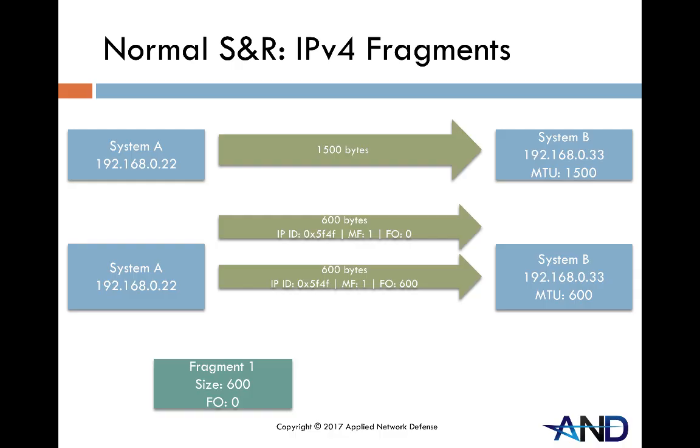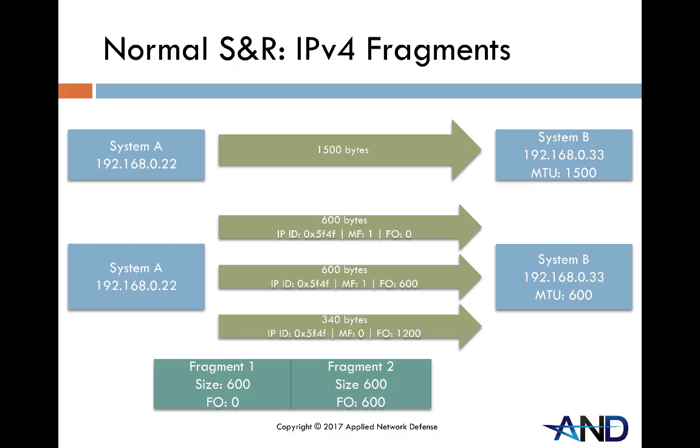There's a very good possibility that these fragments could be received out of order, and by looking at that fragment offset value, system B knows how to piece those together. And of course, it gets fragment 2 and puts it alongside fragment 1 and continues to reassemble this fragment train. Finally, we have the third packet that comes through, and this one is going to be 340 bytes.